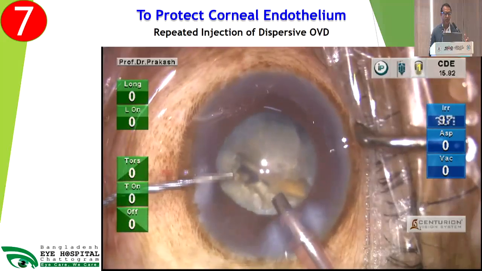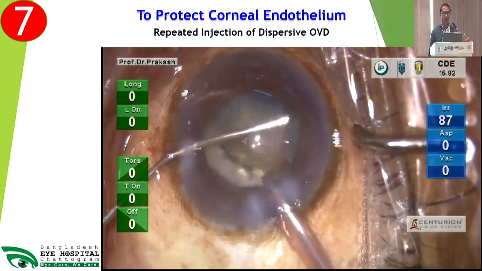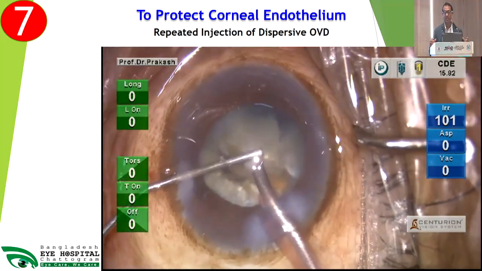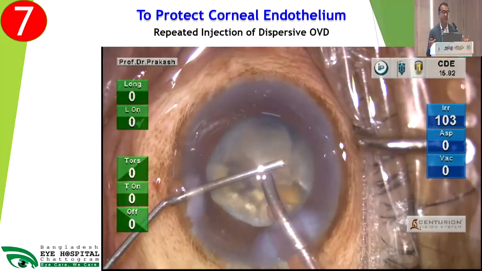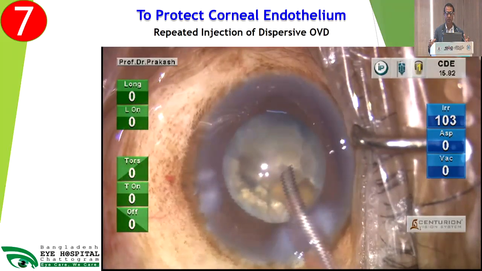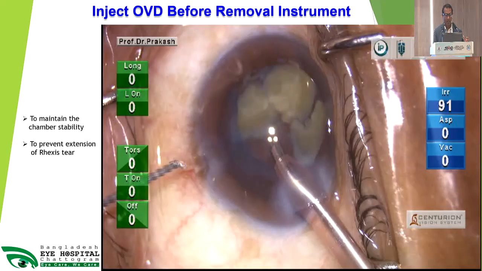And it is very important to inject dispersive OVD through the side port to take care of the corneal endothelium, because the dispersive OVD has more negative molecular charge than the cohesive OVD, which is better absorbed by the positively charged corneal endothelium.